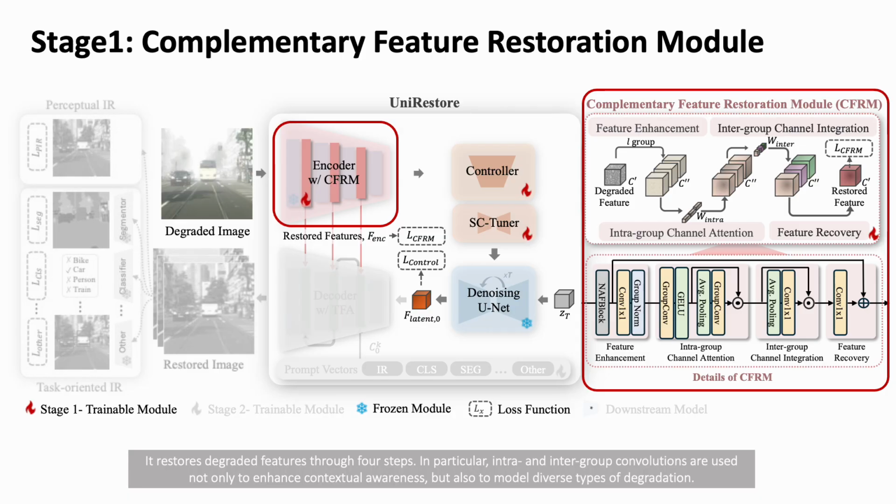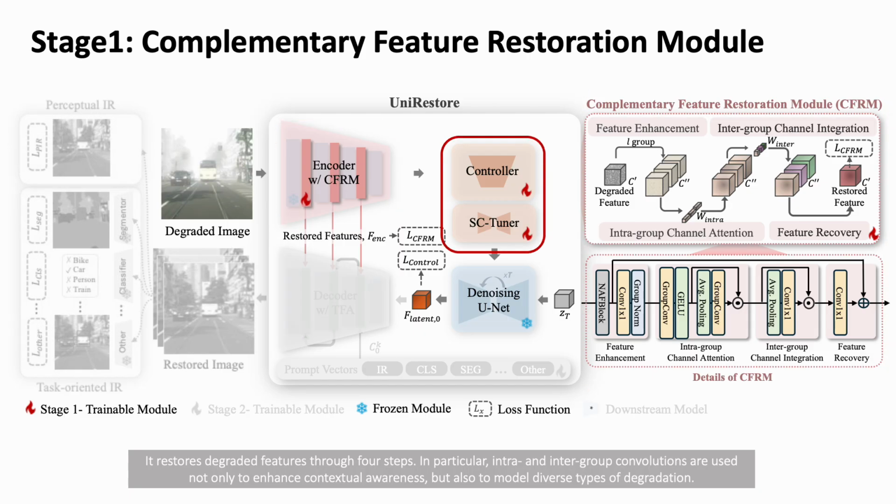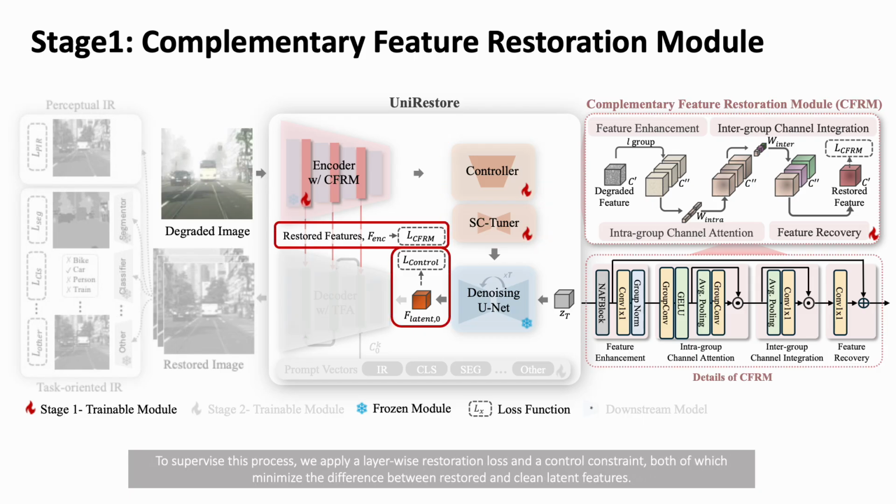In particular, intra and inter group convolutions are used not only to enhance contextual awareness, but also to model diverse types of degradation. Meanwhile, the controller and SC tuner are designed to guide the denoising process by injecting control signals into the UNet in a stable and efficient way. To supervise this process, we apply a layer-wise restoration loss and a control constraint, both of which minimize the difference between restored and clean latent features. Then the enhanced features and the generated features are passed as complementary inputs for the decoder in later stages.